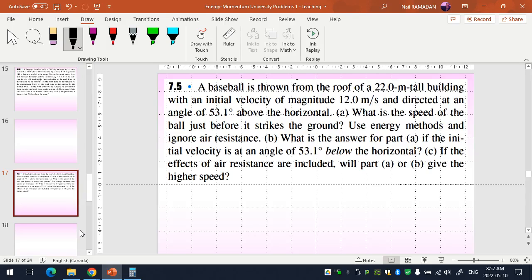By the way, can you do this problem as a projectile motion problem? Yeah, we learned how to do this one with a projectile motion equation. But we want to do it with what? What's the name of this unit? Work and energy. So we want to do it with energy. Okay, so everyone, let's sketch a diagram here.